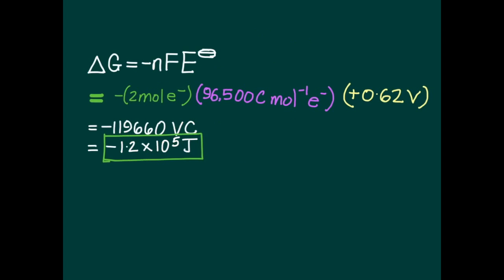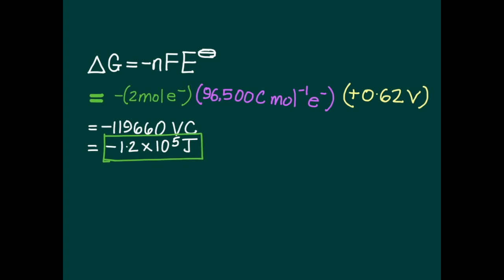Noting that delta G is an extensive property, and the 2 moles of iron that have been used in this equation need to be considered, as 2 moles of electrons are required to reduce iron 3 to iron 2. 96,500 is the Faraday's constant, and 0.62 volts is the cell potential. This produces an answer of negative 119,660 volt coulombs. And the unusual unit volt coulomb is produced because we multiply potential by charge to determine energy.